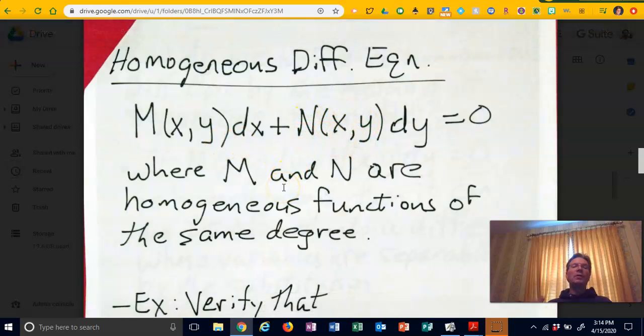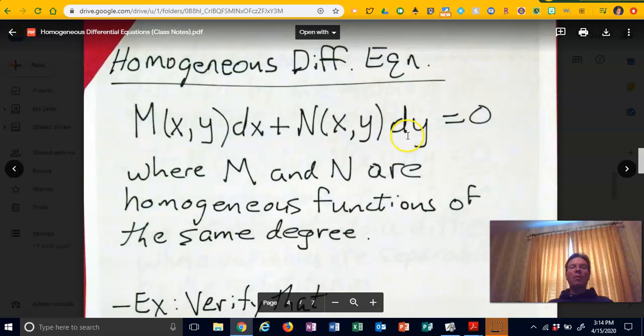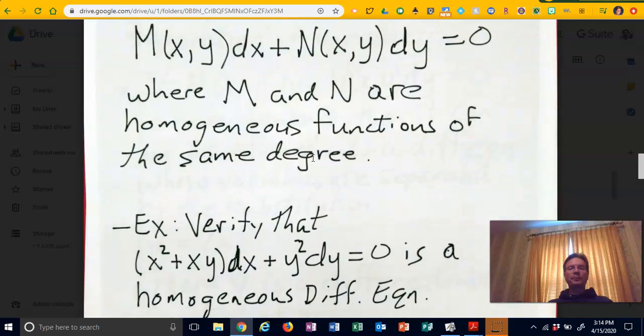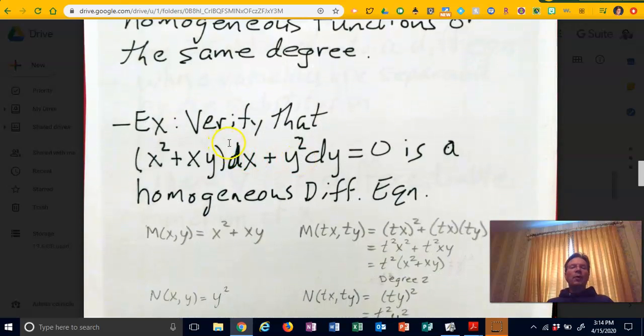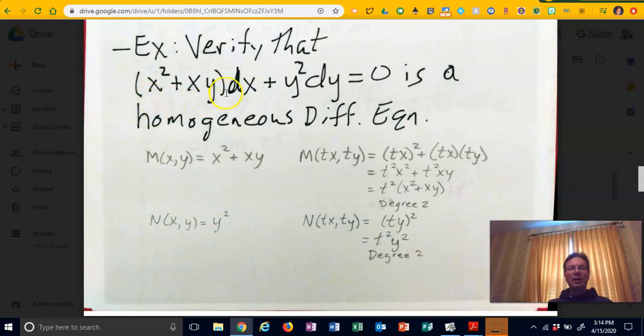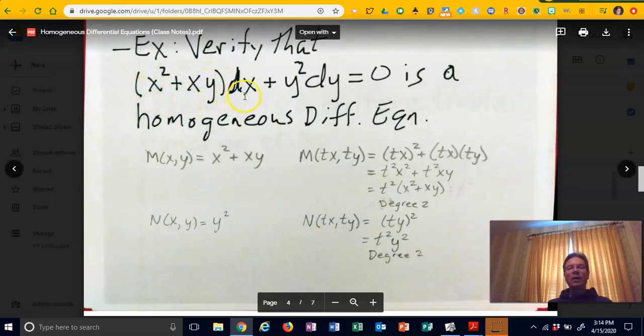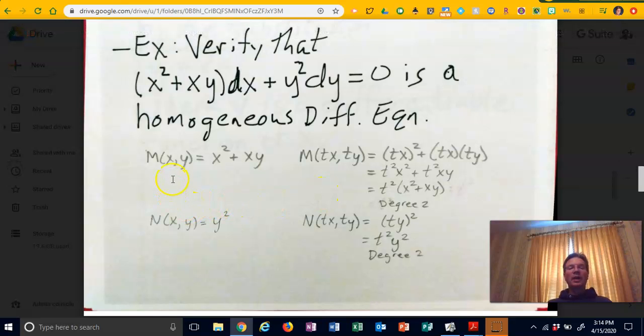And if they are, they're considered not just homogeneous functions, but this is a homogeneous differential equation, because there really is a derivative in it. There's dy's and dx's. All right? So, if we have an example here, we want to verify that this differential equation, because it really has a dy and a dx in it, is a homogeneous differential equation. So what that means is we have to look at the function in front of dx and the function in front of dy and play the, hey, replace the x with tx and the y with ty game.